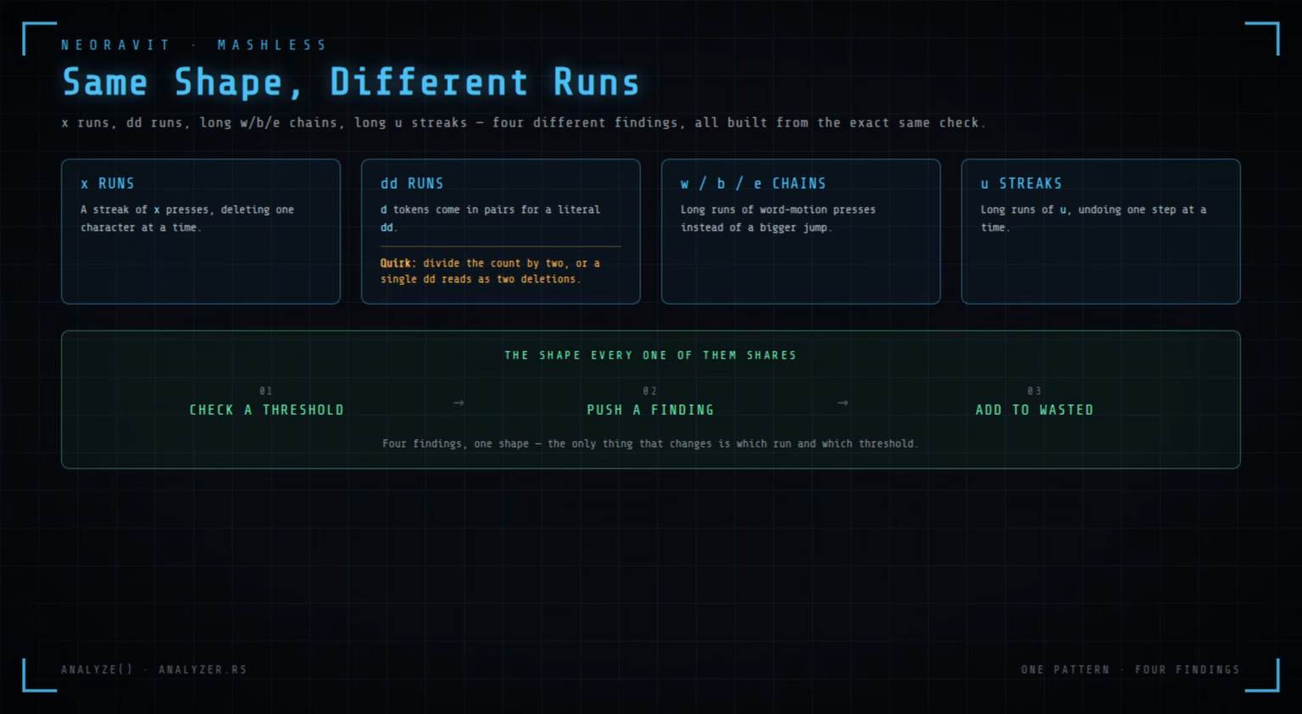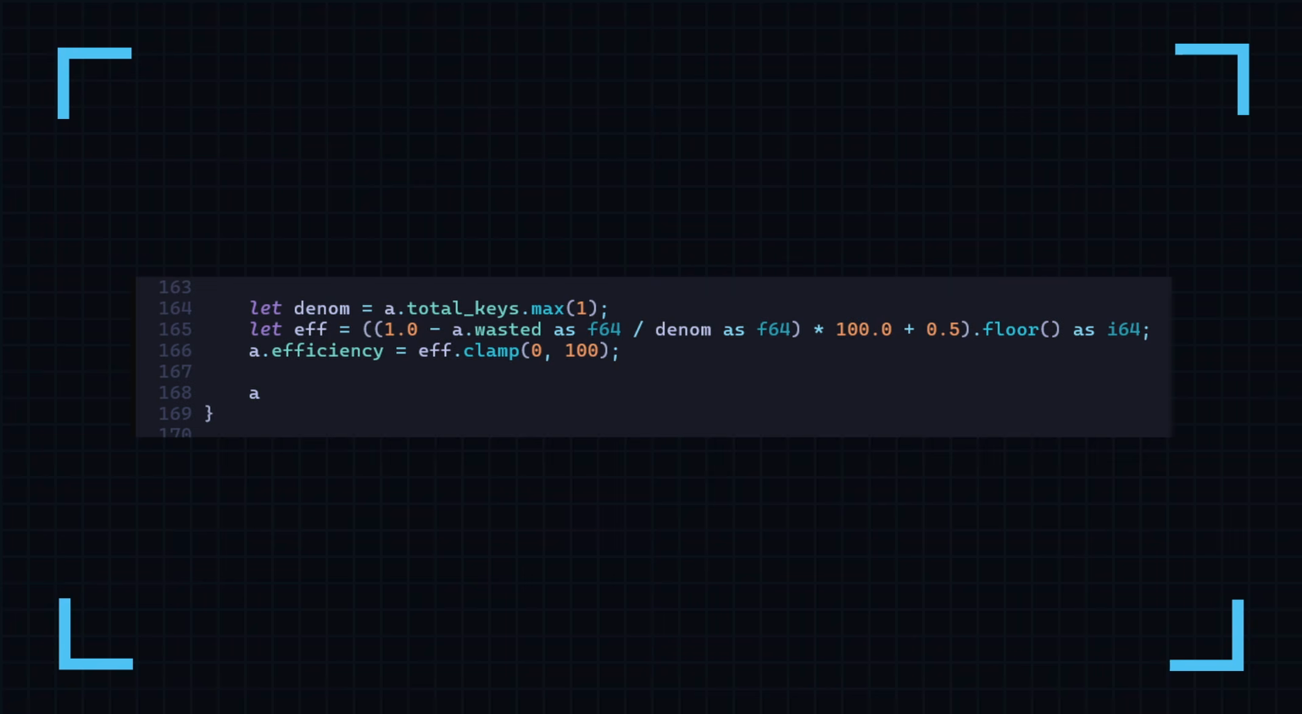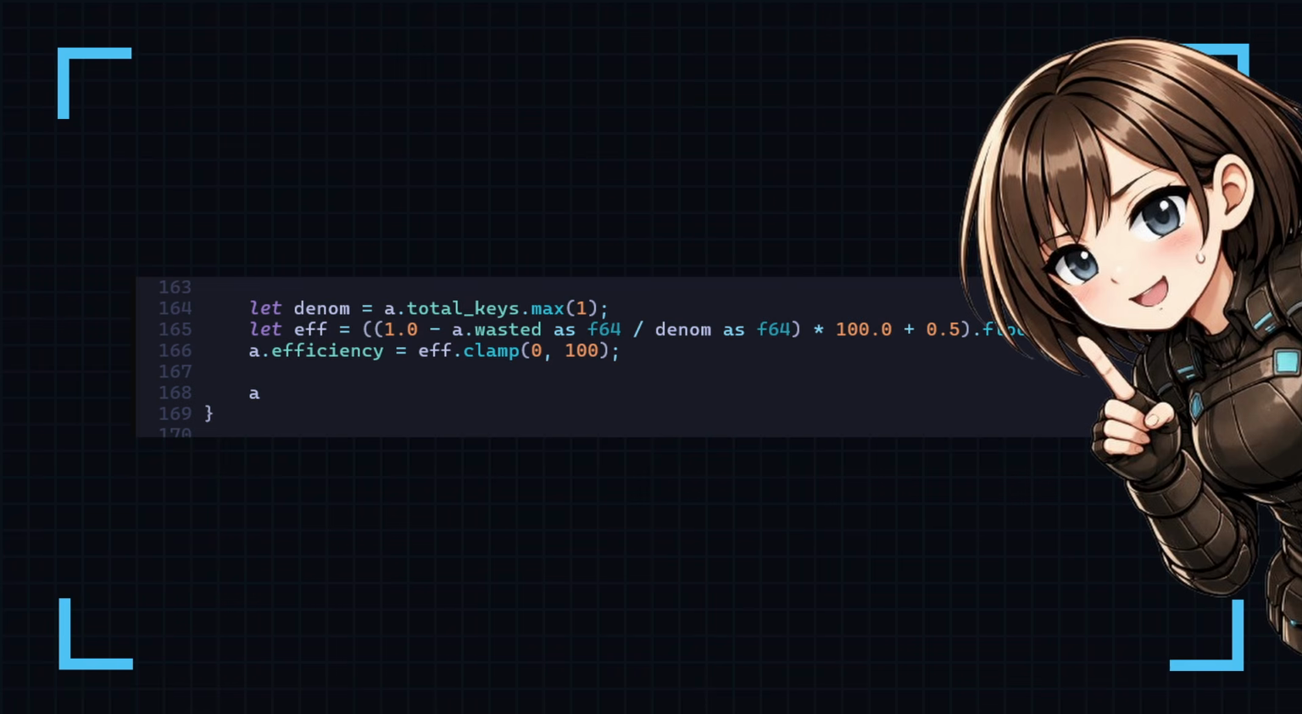Then there's X runs, DD runs, where D tokens come in pairs for a literal DD, so I divide the count by 2. Long WBE chains and long U streaks, and they're all the same shape. Check a threshold, push a finding, add to wasted. And right at the bottom, there's the efficiency score, which is just 1 minus wasted over total keys. Clamp between 0 and 100.